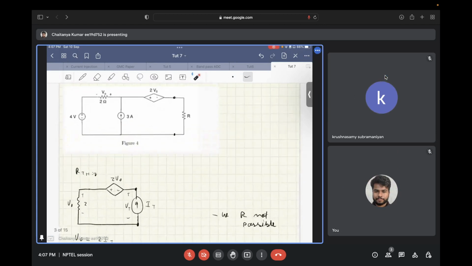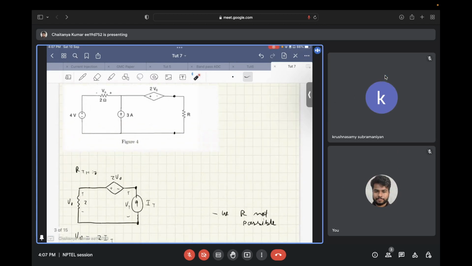So, what we have over here is a voltage dependent voltage source, and a resistor over here.